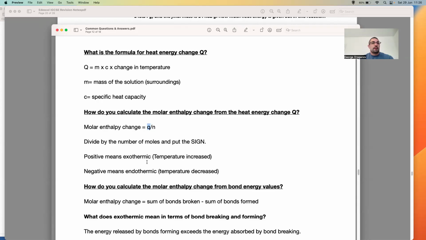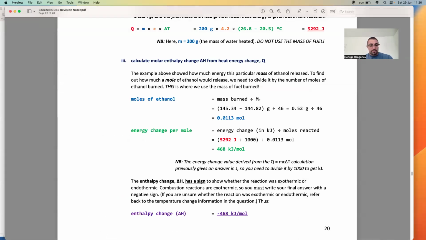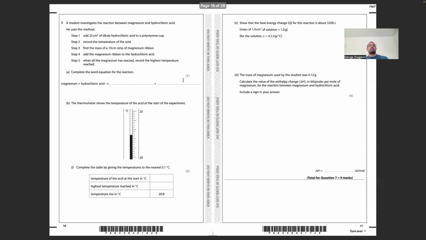Okay. Here there's a misprint. Positive means endothermic, temperature decreased. Negative means exothermic, so I need to fix that for you. But the main thing is Q over n. Now, if we look at examples, one main example I have lined up for you is here. This is taken from an actual paper.